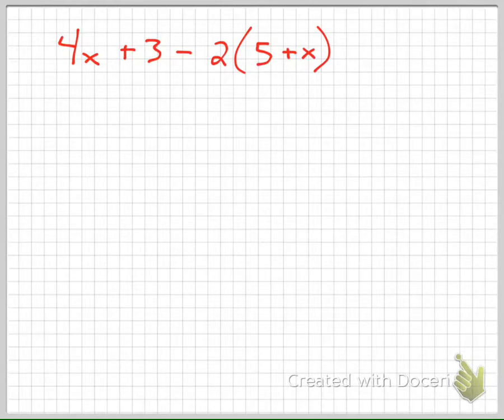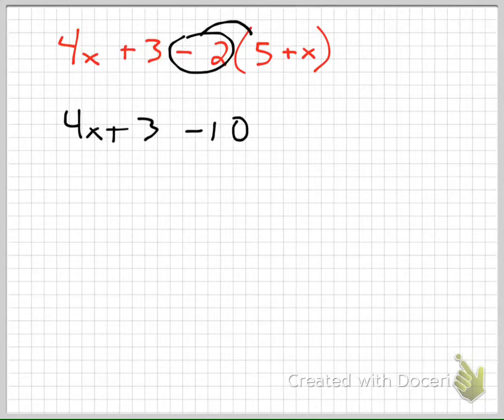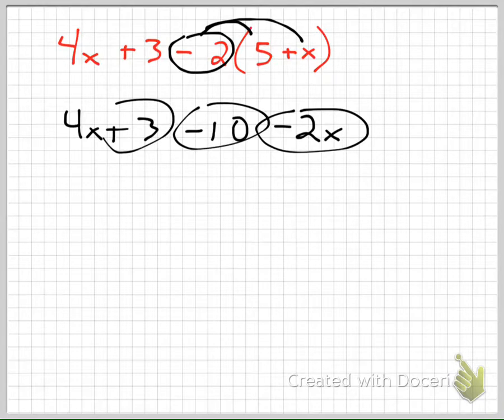Here's the kisser. How many of you did 2 times 5? That's not true. Remember, this is a -2 out here. You should see that. It's right there, right? -2. So it's -2 times 5 is -10. So it goes 4x plus 3, -10, and then -2 times x, -2x. Makes sense? Now you grab terms again. What is 4x minus 2x? Do you see that? Which is 2x.